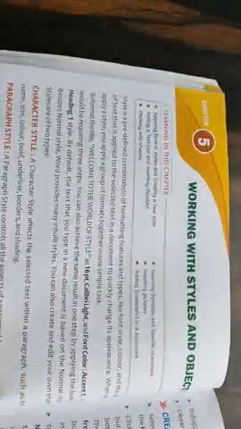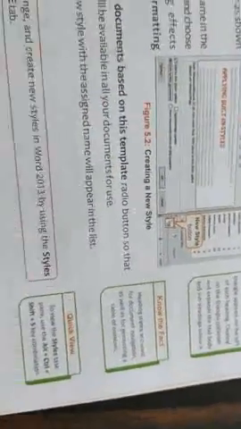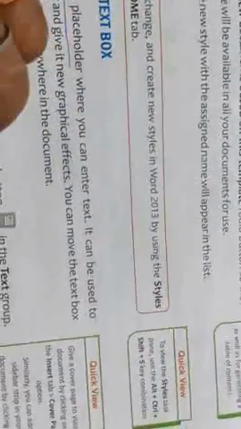Now chapter 5, working with styles and objects. A theme is a set of formatting choices and can be applied to the entire document, including theme colors and fonts. And to view the Styles pane, use Alt+Ctrl+Shift+S.